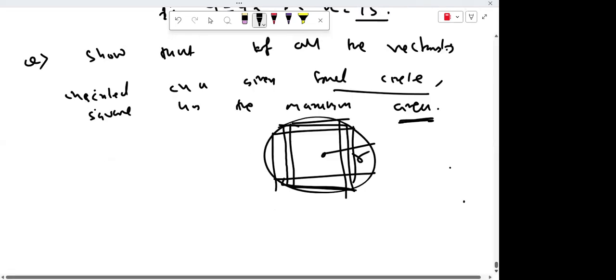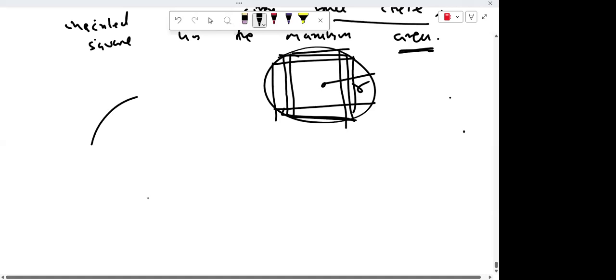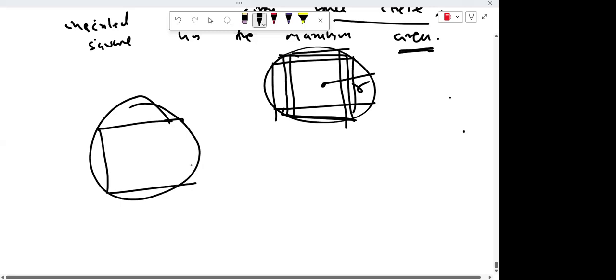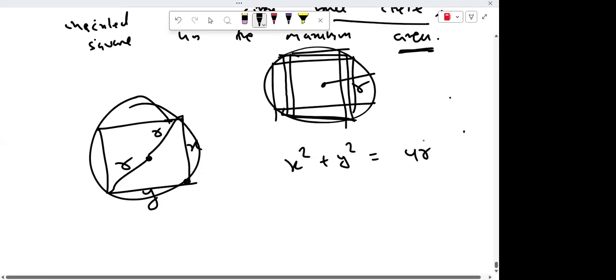Okay, I'll give you some hints. Suppose this is the circle and this is the rectangle for which we have to find the maximum area. This is r, this is r. Let's say this is x and this is y. From here we can say x square plus y square is 4r square, 2r whole square, Pythagoras theorem. Yes?